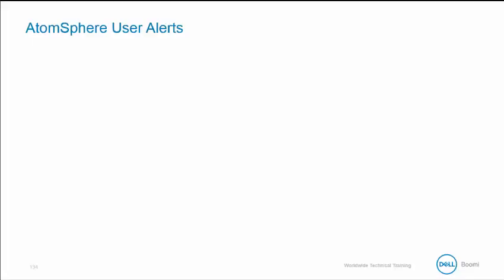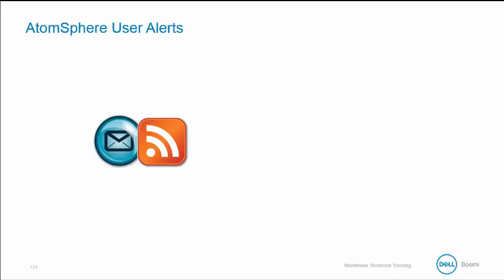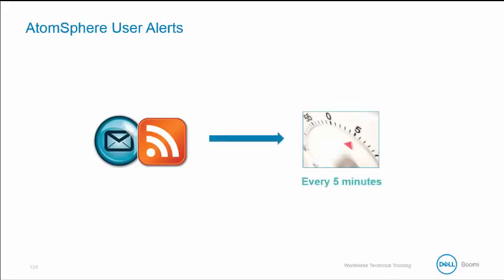Once a process is deployed, we can receive external alerts in the event that the process fails. Email alerting, along with RSS feeds, track processing without having to log into AtomSphere, and messages are combined and sent from the platform roughly every 5 minutes.